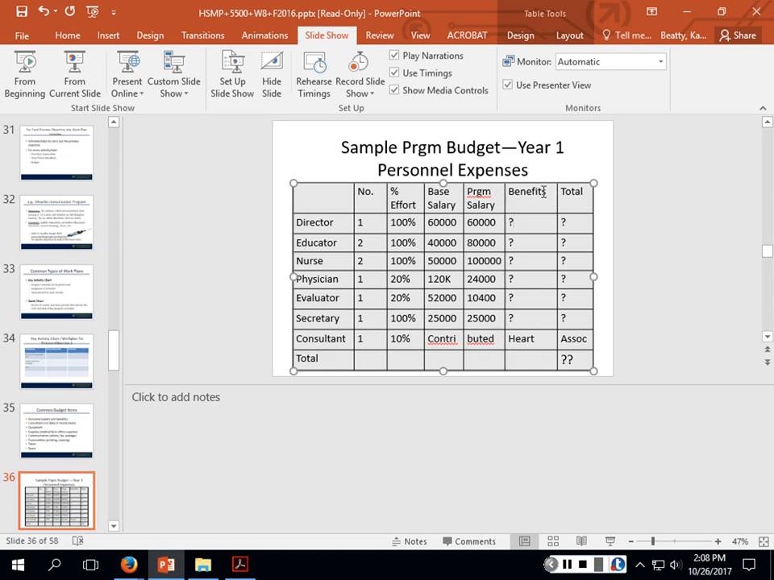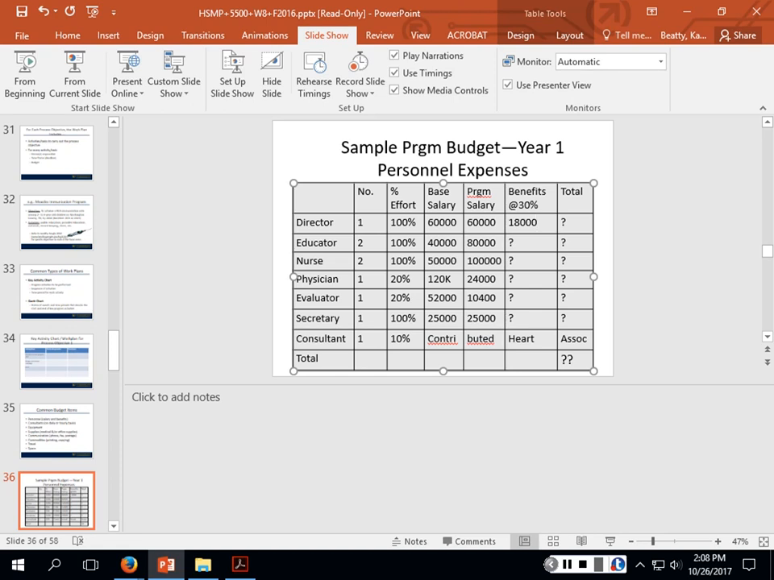Okay, benefits. So again, in our example, we are assuming that benefits are calculated at 30% of program salary to cover the costs of insurance and other benefits for our employees. So what is the cost of the benefit package that the director will receive? 18,000.